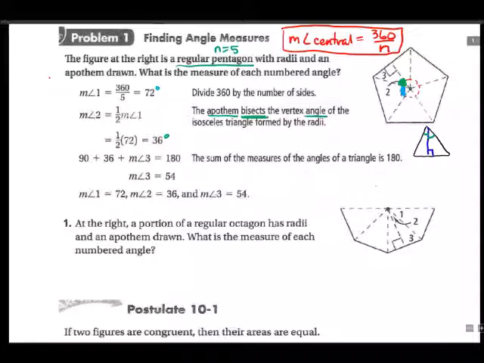And last, we are looking for this bottom angle here, angle 3. And how do we get that? Well, that's just the triangle angle sum theorem. Our other two angles, we know that this one here is 36 degrees, and we can just do triangle angle sum and find this to be 54 degrees.